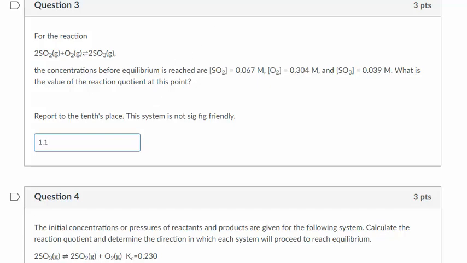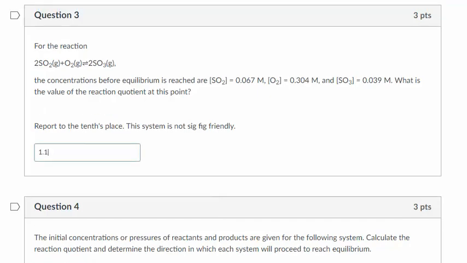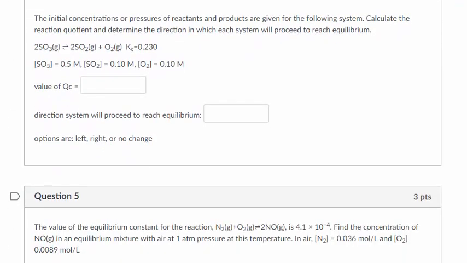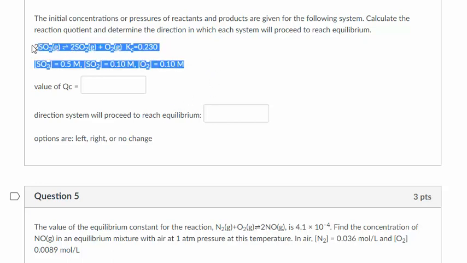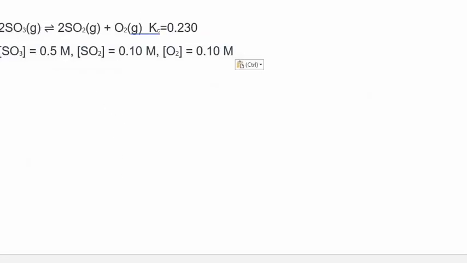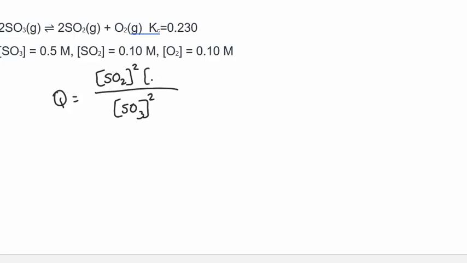Number 4, initial concentrations or pressures are given. Here we have some concentrations. So we're going to calculate the reaction quotient and we're going to determine which direction the system will go. So let's see, we have our reaction quotient Q, and we're going to set this up. This is actually the opposite of the last problem we had. You might see a little bit of that on the quiz, times this value here. And then I'm going to plug in the values that I have. So SO3 is 0.5, and that needs to be squared.